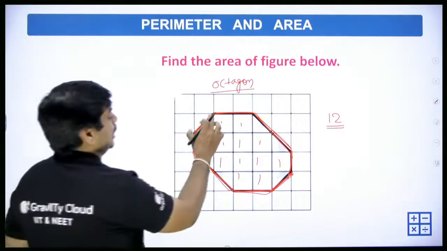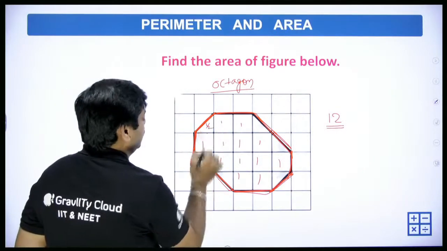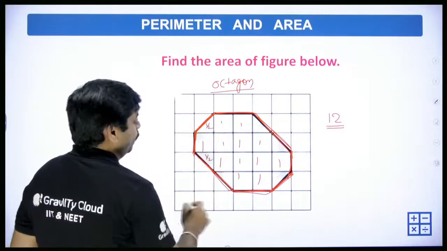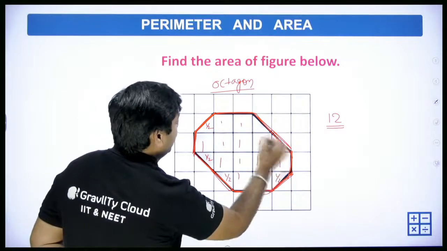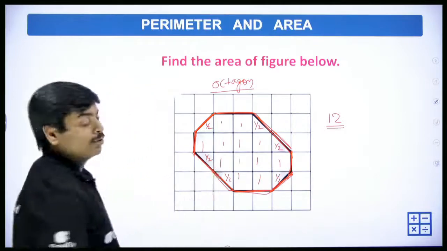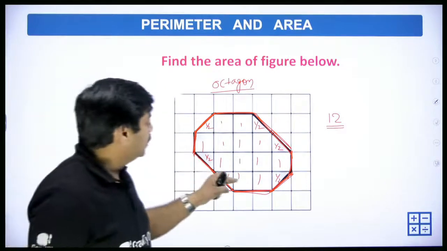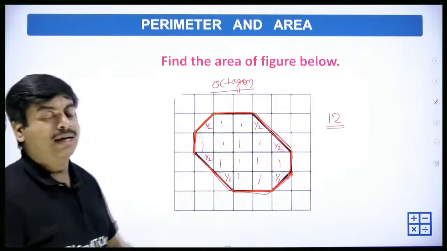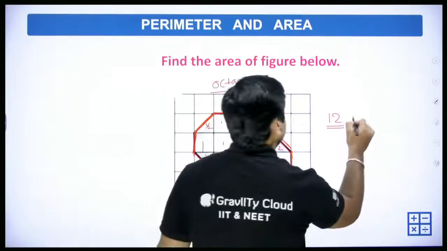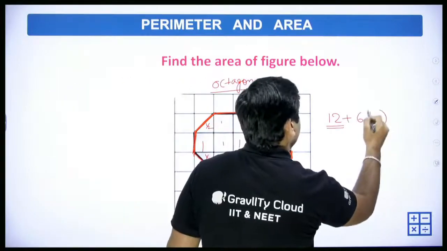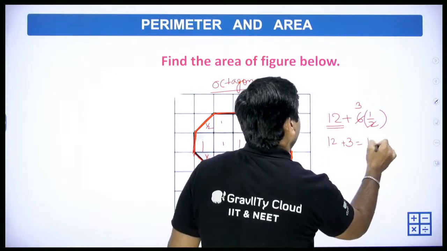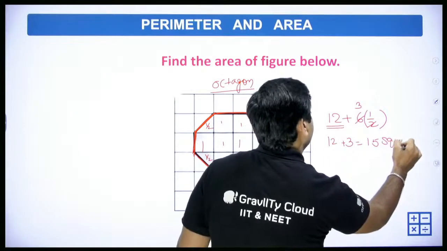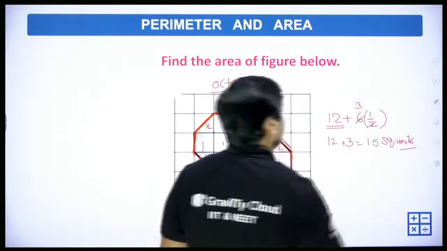But this is exactly half, and this is exactly half. Half, 1 by 2, 1 by 2, this is 1 by 2 again, this 1 by 2 again, and 1 by 2. So how many 1 by 2s? 1, 2, 3, 4, 5, 6. So that becomes 12 plus 6 times 1 by 2. So 2 1s are 2, 3s. So 12 plus 3 will give you 15 square units.